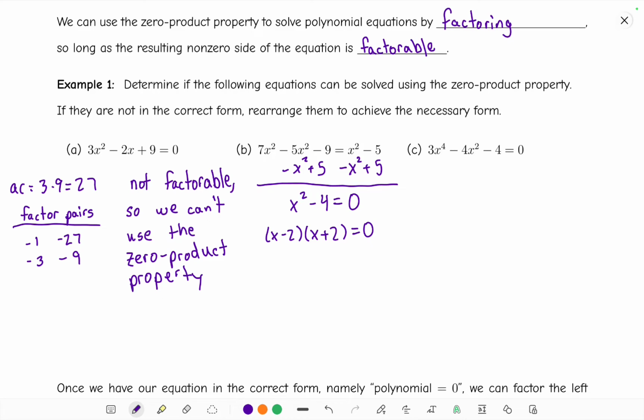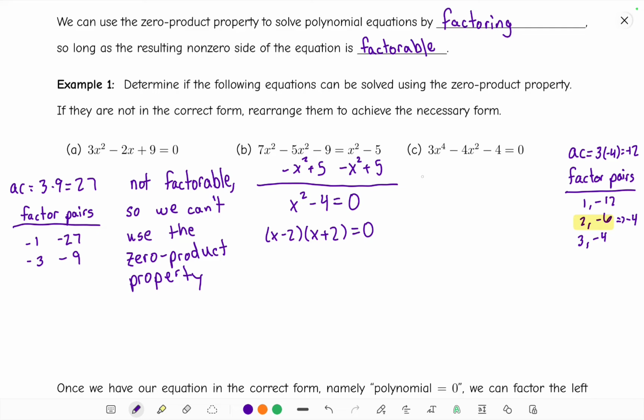And then C, 3x to the fourth minus 4x squared minus 4 equals 0. So this is called a quadratic trinomial, so we can still use the AC method. So 3 times negative 4, which is negative 12. And then the factor pairs are 1, negative 12, 2, negative 6, 3, negative 4. And it's the 2, negative 6 that gives us the negative 4.